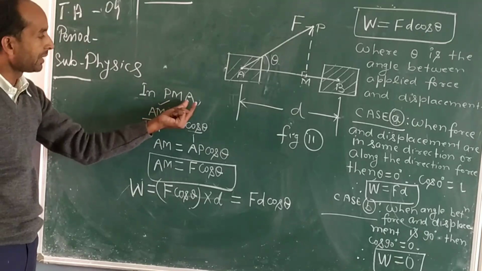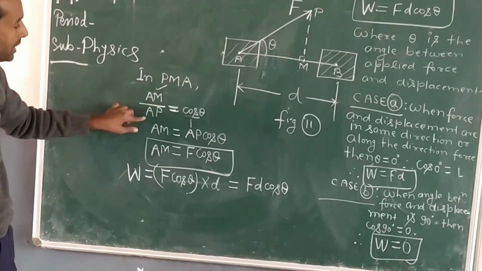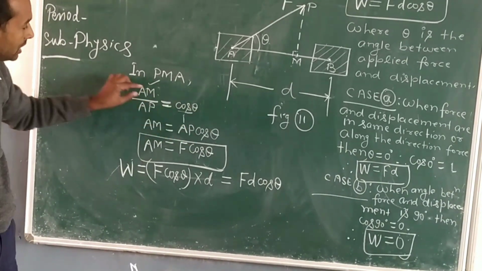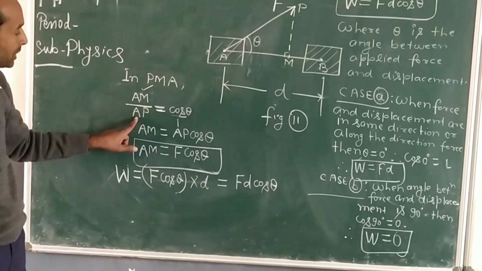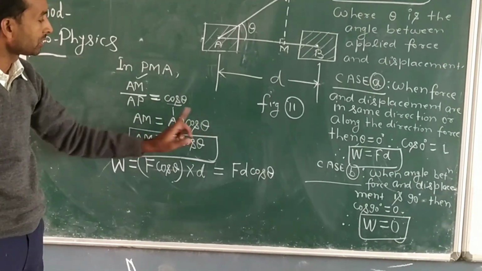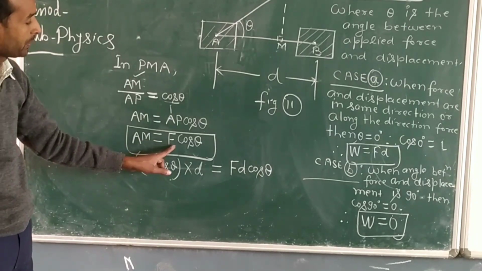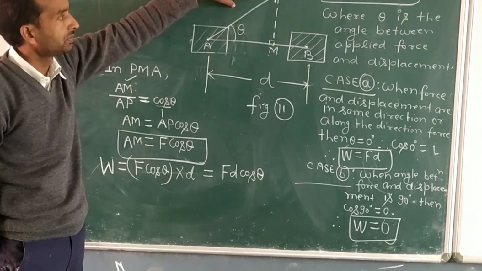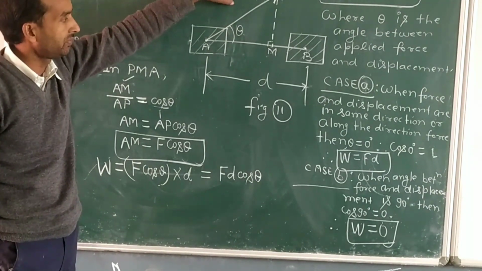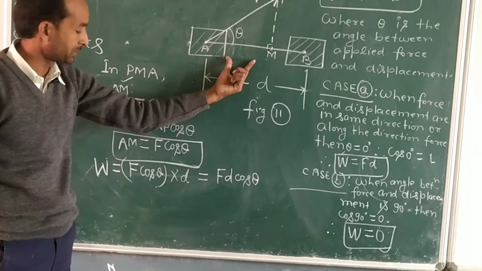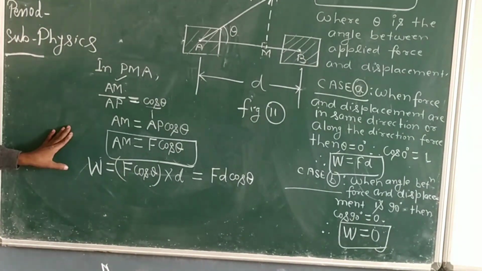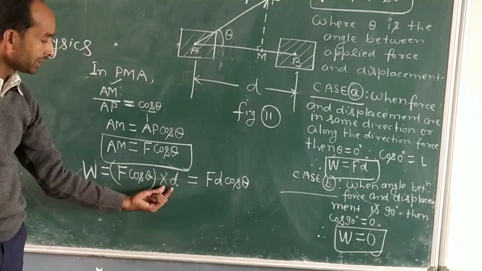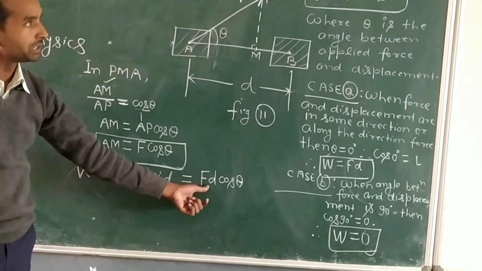Therefore, in triangle PMA, AM upon AP equals cos theta, that is, base upon hypotenuse equals cos theta. Therefore, by cross multiplication, AM equals AP into cos theta, so AM equals F cos theta. This will be the component of the applied force F in the direction of AB, or displacement. So now the work done is given by W equals the component of the force, F cos theta, into displacement, that is, F d cos theta.